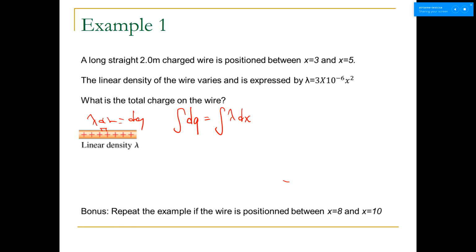But what's lambda? Lambda is a function. Look at that. It's a quadratic function expressed by 3 times 10 to the negative 6 x squared. So in fact, what I'm doing is, the integral of dq is just big Q, and now I'm doing the integral of 3 times 10 to the negative 6 x squared dx. And I want to know the charge of the wire between 3 meters and 5 meters. So those are my limits of my integral.